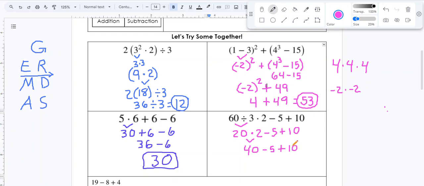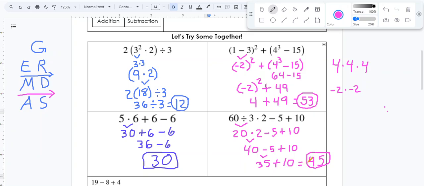Okay, so now I'm done with my multiply and divide. Now I want to do my add and subtract. Remember, add and subtract, we do it from left to right. So what comes first? I have 40 minus 5 plus 10. Well, 40 minus 5 comes first, so I'm going to do that first. 40 minus 5 is 35. So I'm left with 35 plus 10, and 35 plus 10 equals 45. And that is my final answer.